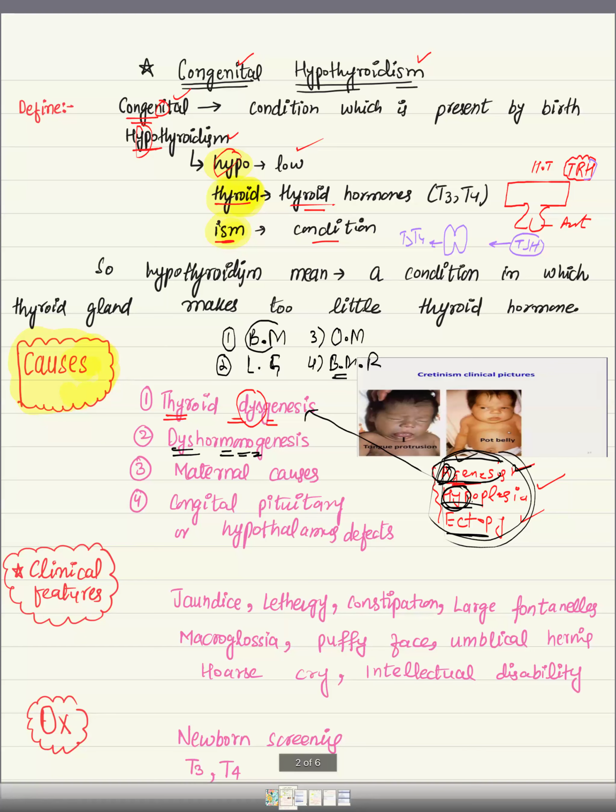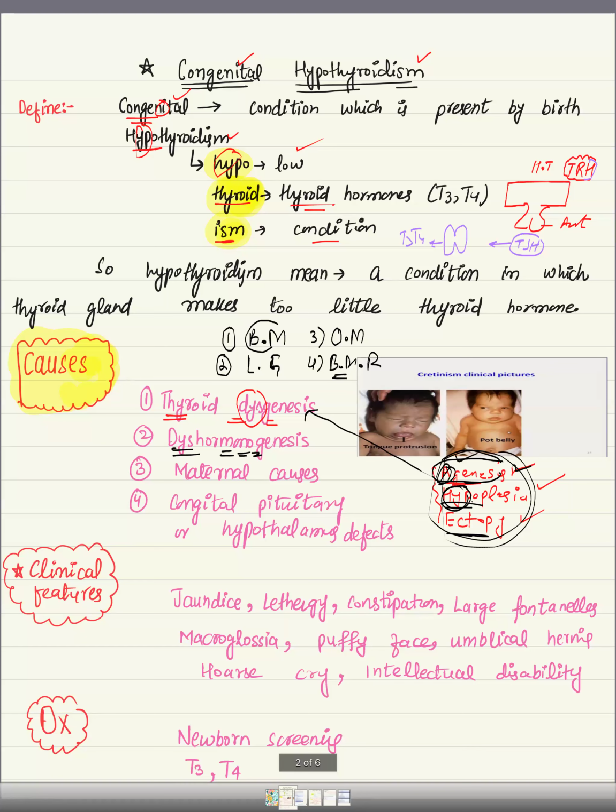Then there is also a very important cause which can lead to dysharmogenesis. What is that cause? For the formation of T3 and T4, we need iodine. Suppose a pregnant female has iodine deficiency, then definitely the baby is not going to get iodine. So in that case, the baby can suffer from hypothyroidism. Iodine deficiency in the mother can automatically lead to hypothyroidism in the baby also. These are the important causes which come under the category of maternal causes. So in maternal causes, you just have to remember the drugs, and especially the iodine deficiency.